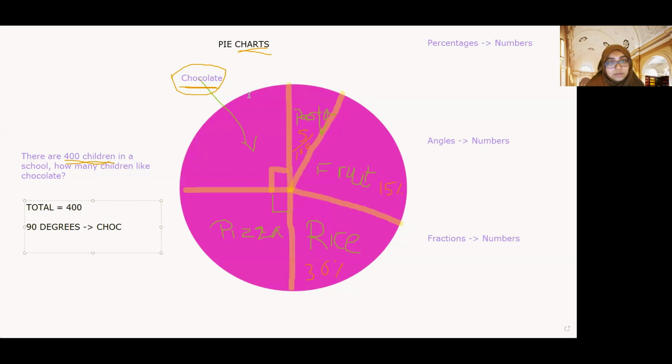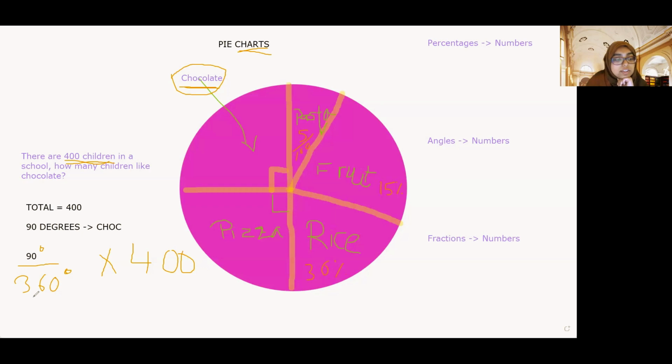Now, in order to work out the rest and actually work out how many children like chocolate, we need to do 90 degrees. We need to, let me get my pen actually, divide it by my total, which is 360 degrees. Now, why is my total 360 degrees in terms of angles? Because it is a circle, right? So what's the total degree in a circle? It's 360 degrees. So we have 90 degrees over 360 degrees, over the total of 360, and then we're going to times it by 400 to work out the answer.